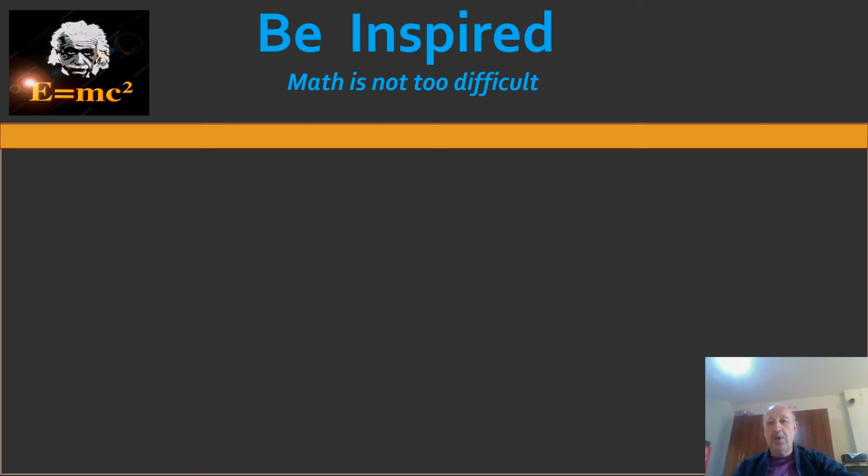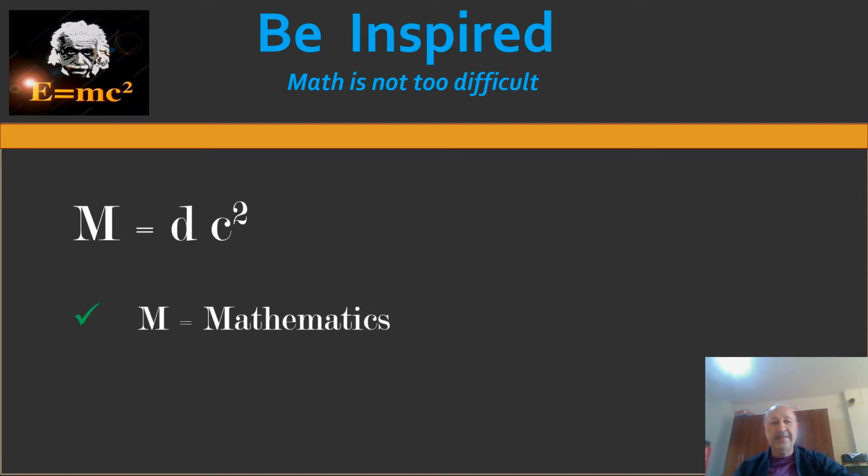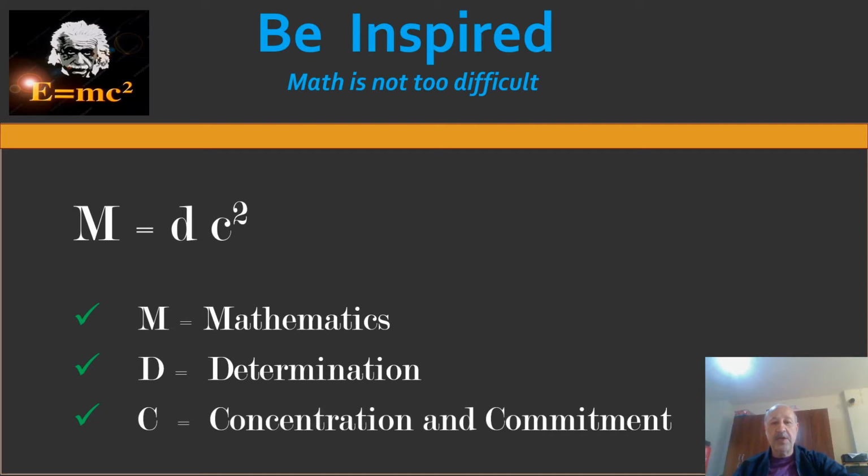You know, if you consider this formula, M equals D C squared, and follow it from the beginning, you will find out that math is not too difficult. M stands for mathematics. D stands for determination. C squared stands for concentration and commitment. So if you have determination, concentration, and commitment, you will find out that math is not too difficult.